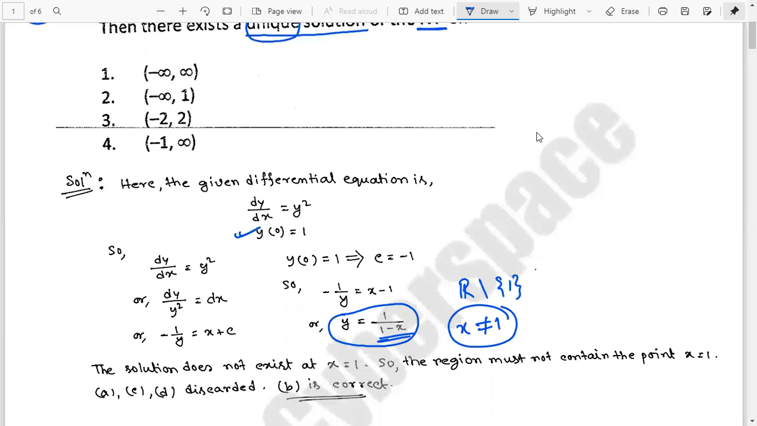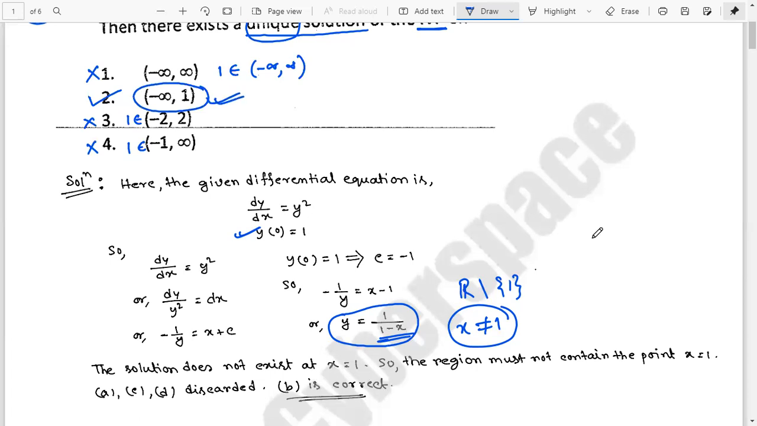Now, if you take a look at the options, in option 1, you can see that the point 1 belongs to the interval minus infinity to infinity, so option 1 is incorrect. In option 2, 1 does not belong to this interval, so option 2 will be correct. In option 3, 1 belongs to this interval, so option 3 is incorrect. Similarly, in option 4, 1 belongs to this interval, so option 4 is incorrect. So option 2, minus infinity to 1, is the correct option.